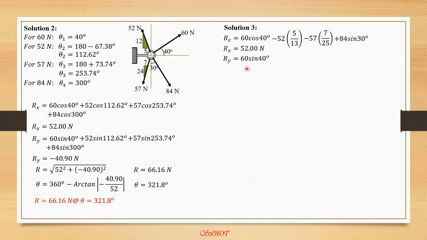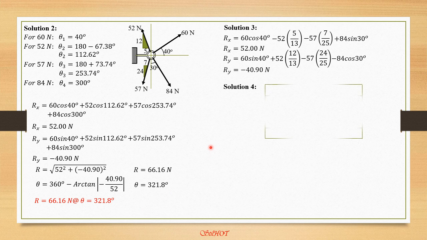Ry is 60 sine of 40, then plus 52 times 12 over 13, or 52 sine of 67.38, that's the other way. The y component of 57 is going down, so minus 57 times 24 over 25, or negative 57 sine of 73.74, that's the other way. Then 84 is going down, so this is the vertical component, so minus 84 cosine of 30. So Ry is equal to negative 40.9 also. So therefore, the answers will be the same because Rx and Ry are equal to this. So I will not solve it again in this manner.